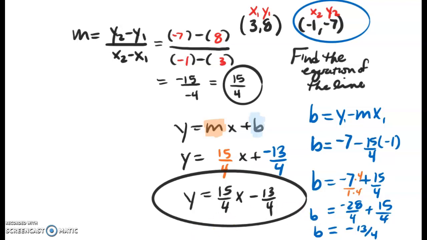So that is a discussion on how to find the equation of a line given the slope and a point, given 2 points. You can also be given a graph, and then you would have to read these 2 points and find the equation.